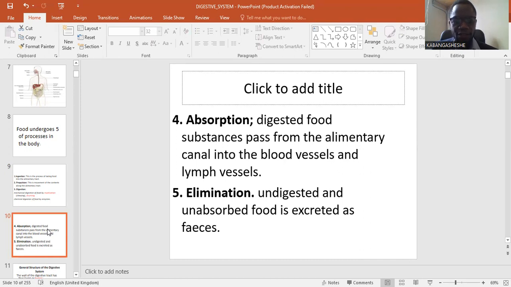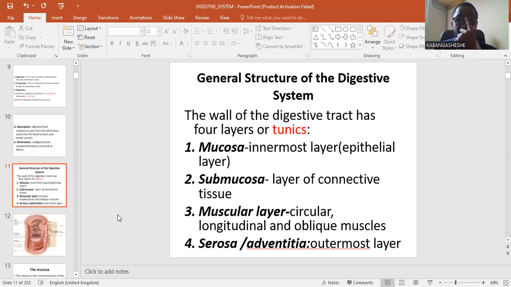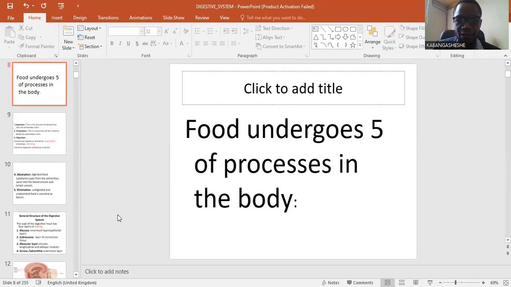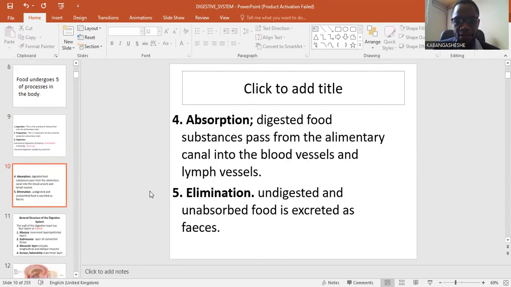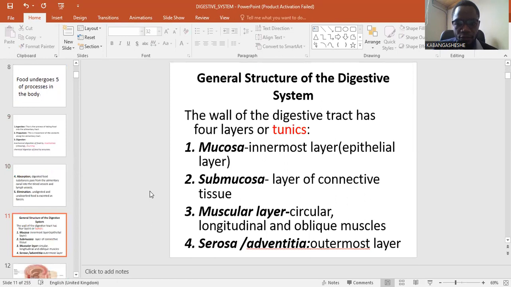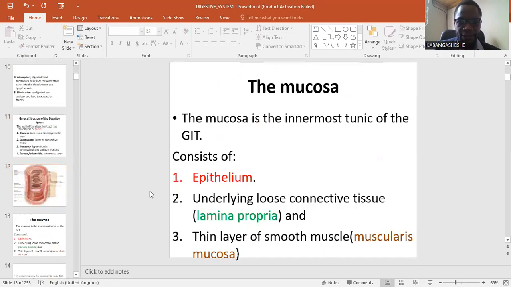We now look at the structure of the digestive system. We call it general structure because at the end of the day, the digestive system is just like a tube running from mouth to anus. So we see that this tube has layers or coats, if you like. Let's take a look. I'll use the diagram here to explain that.